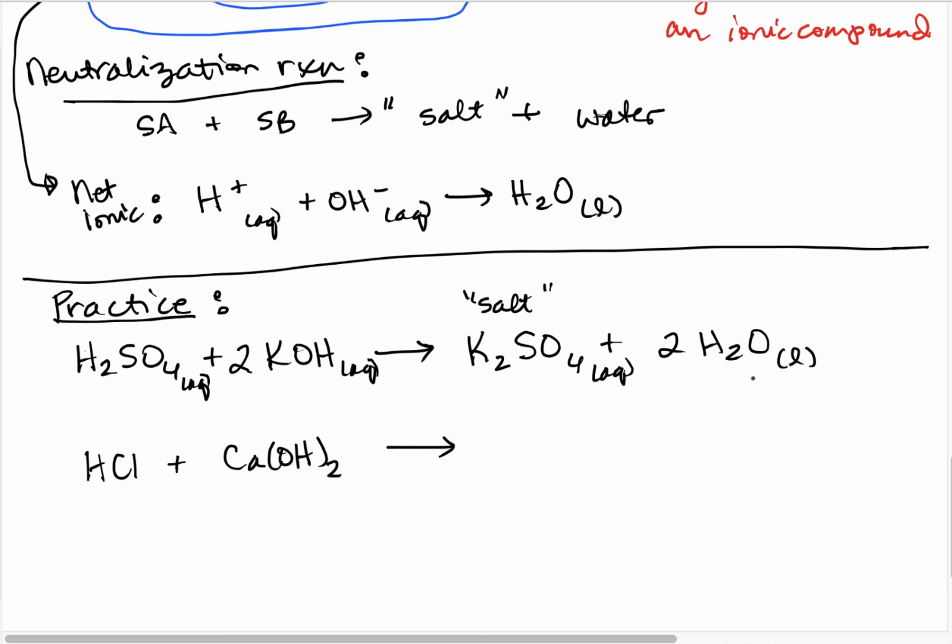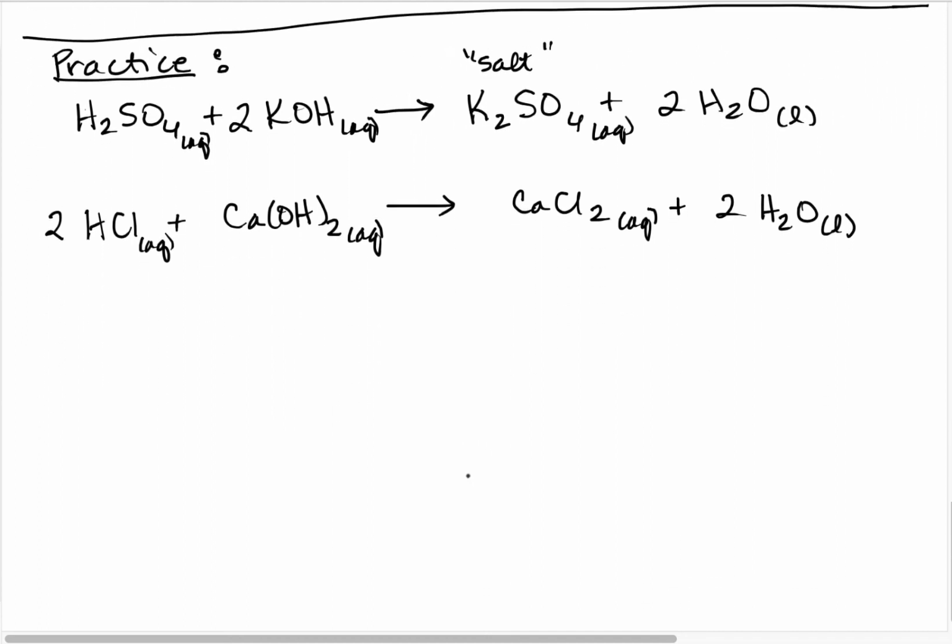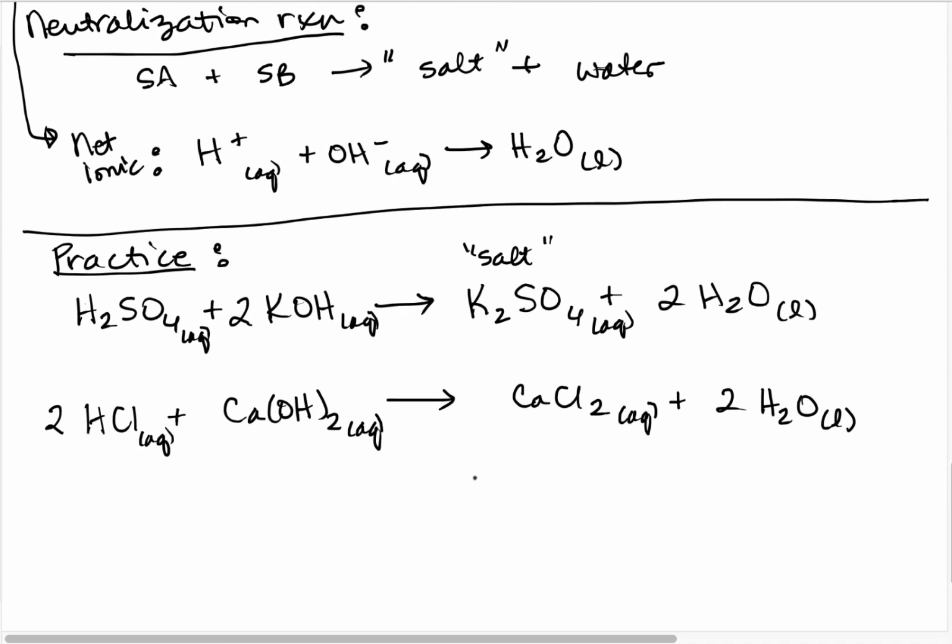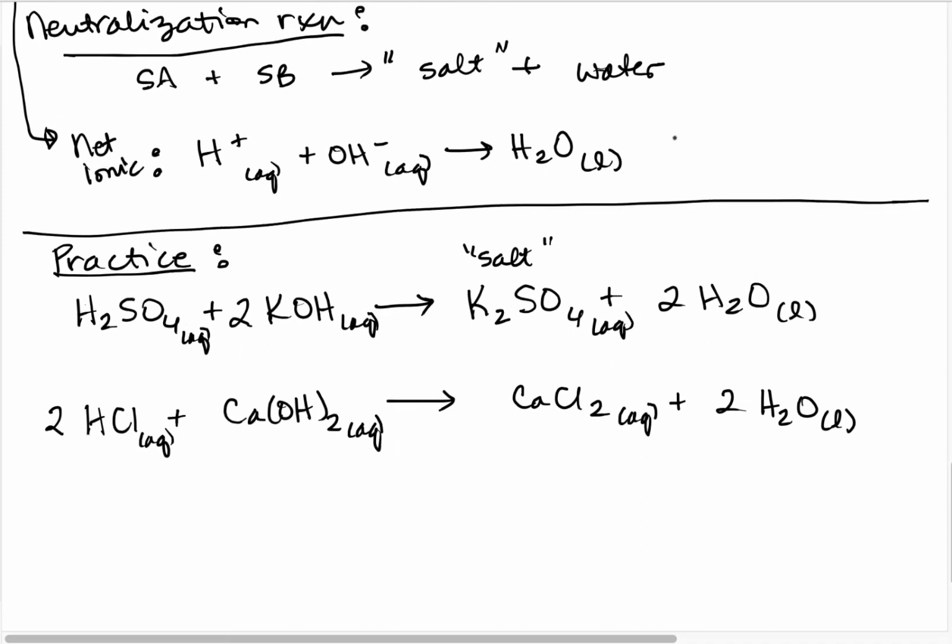Water is going to usually be liquid phase, unless it's a combustion reaction, in which case it's really hot and it would be a gas, but we're not worried about that right now. So here, once again, we have a 2-to-1 relationship because we're going to make calcium chloride, which is soluble, and 2 waters again. And if you tried out the total ionic and the net ionic, hopefully you ended up with a net ionic equation that looks like this one, and so you know that you've done it right.